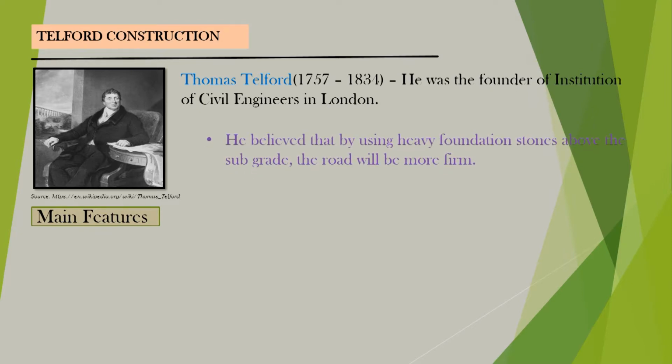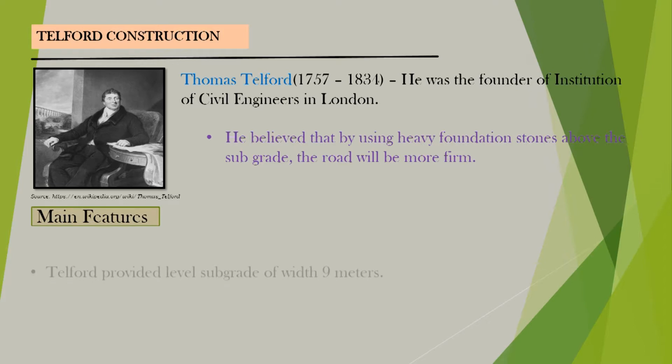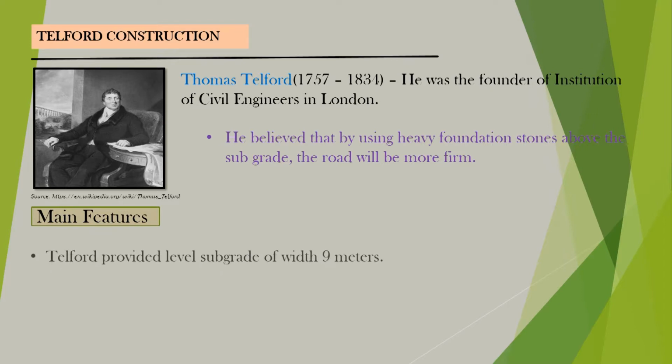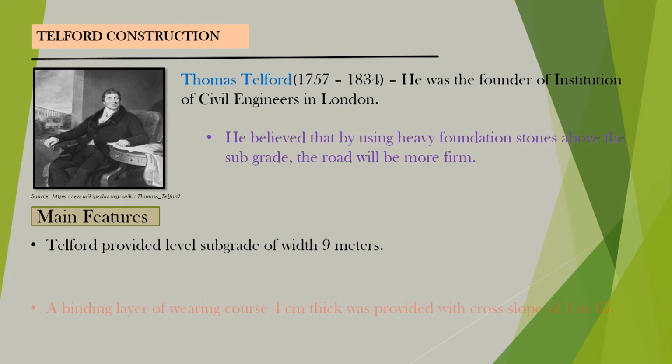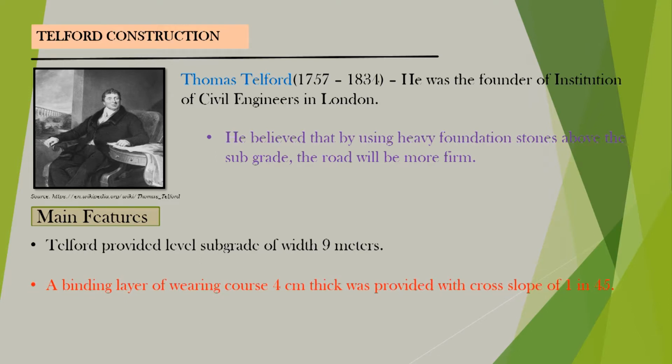Telford provided level subgrade of width 9 meters. His wearing course was around 4 centimeter thick and was provided with a cross slope of 1 in 45. Also, the thickness of the stone laid above the subgrade varied from 17 centimeter at edges to 22 centimeter at center. In comparison to Tresaguet method of construction, the thickness of the stones above the subgrade varied.